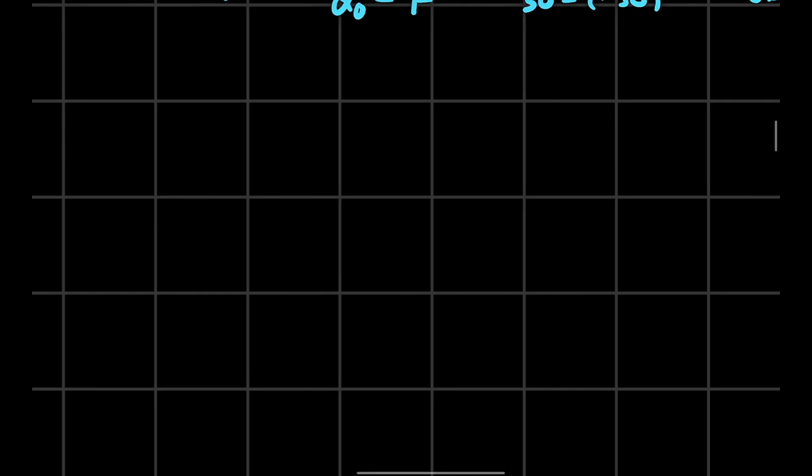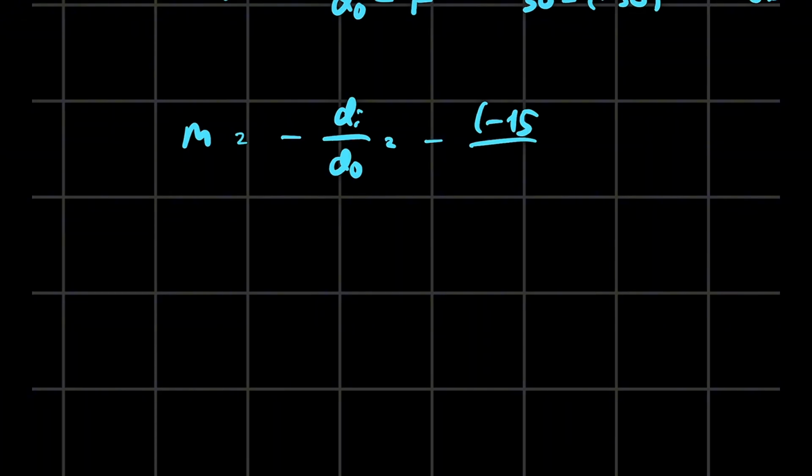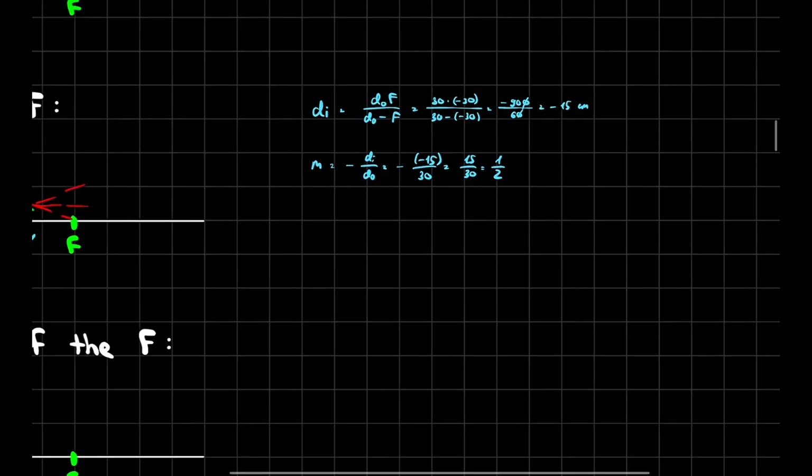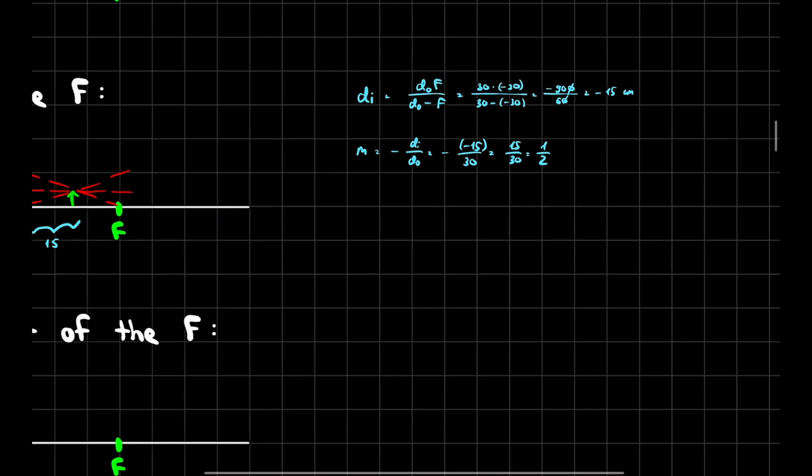If we do it, you can notice that it's just minus di over do. It's just minus, minus 15, and this is 30, and minus gives us plus. This would be 15 divided by 30, it's just 1 divided by 2. And the magnification means it's just half of the size. Yeah, it definitely is.